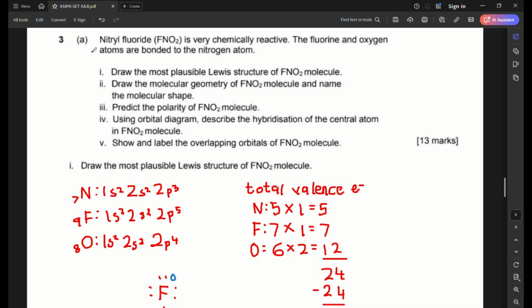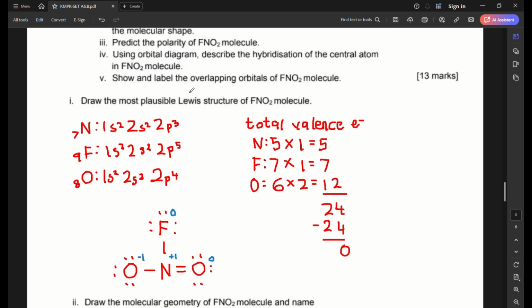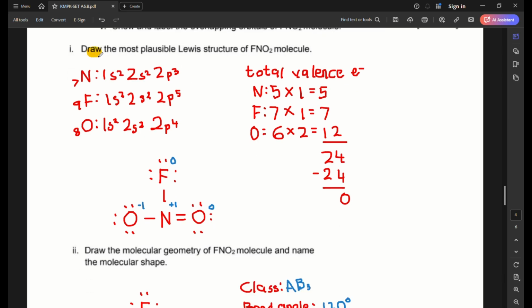Session. I'm now going to demonstrate for you guys the KMPk Set A, question number 3 for the year 2022 and 2023. So let's start. Nitryl fluoride, FNO2, is very chemically reactive. The fluorine and oxygen atoms are bonded to the nitrogen atom. So it's hinted here that the nitrogen atom is the central atom. Take note of that. The first question: draw the most plausible Lewis structure for the FNO2 molecule.